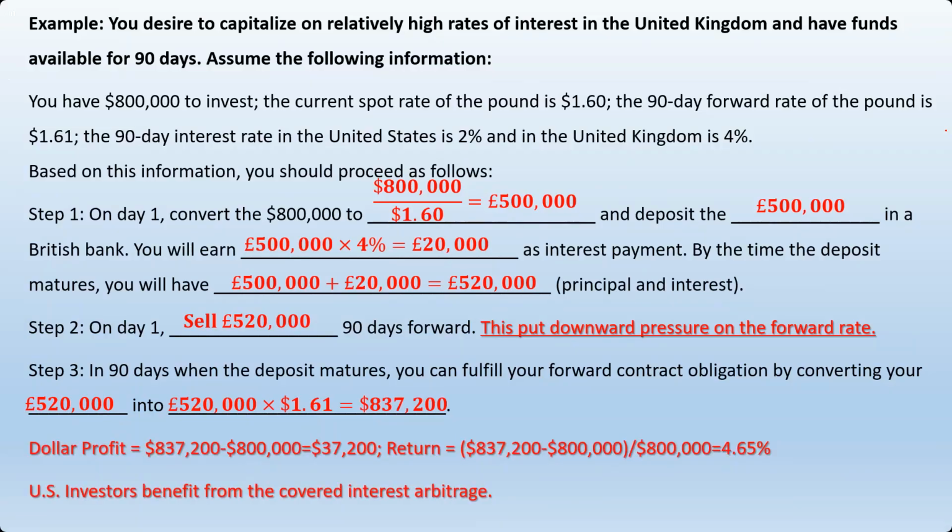Okay. Who benefits from the covered interest arbitrage? This is a question that you're gonna see a lot in the exam, so just be careful about this. Who benefits from the covered interest arbitrage? The US investor is gonna benefit. Why? Because the UK investor just invests domestically. Why would they do covered interest arbitrage, right? So only the US investor who has the lower interest rate benefits from it.